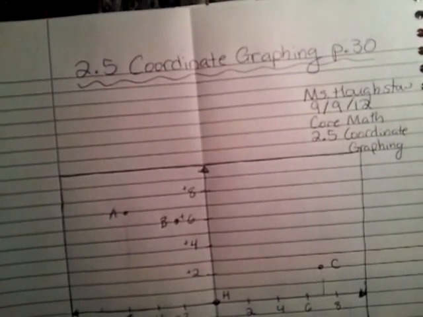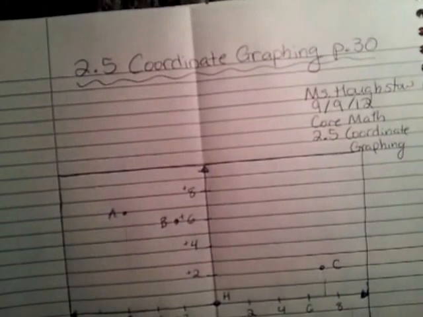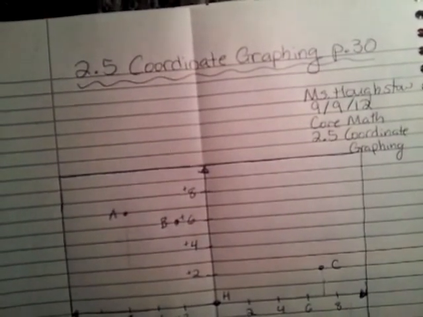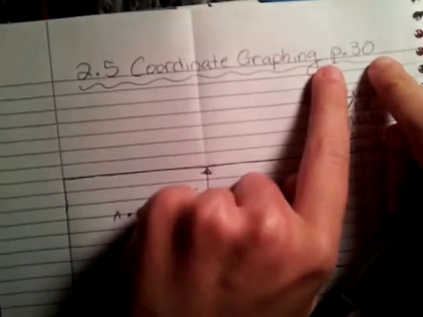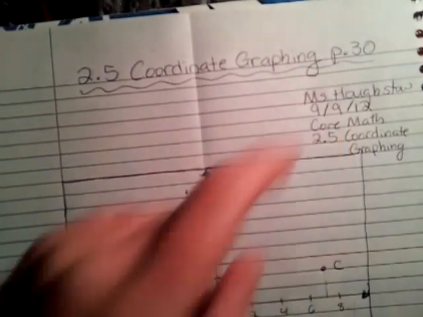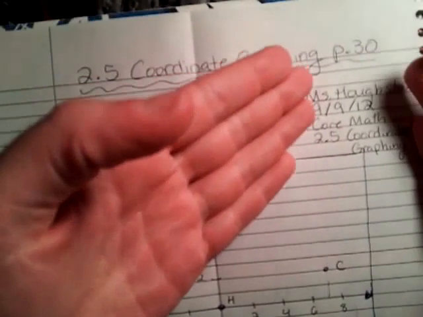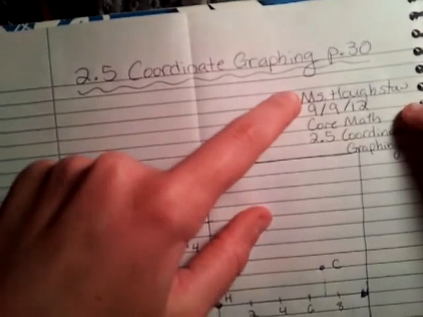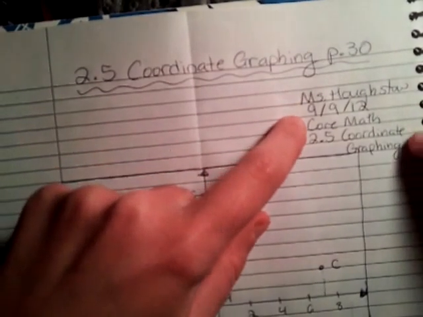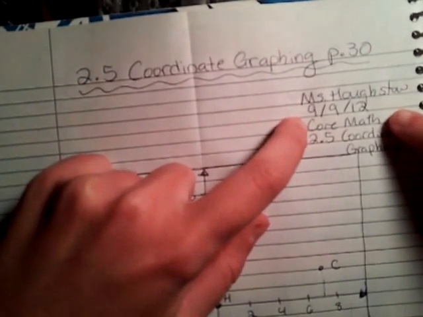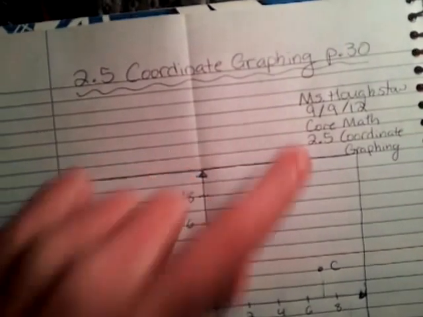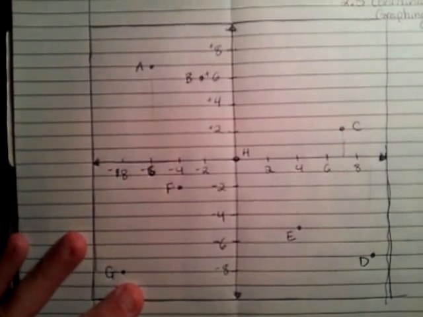Welcome to the video for 7th grade core math, section 2.5, coordinate graphing. This is in your textbook on page 30. So as you can see, I've modeled our layout. We always start out with our heading: name, date, broad subject, which is core math, and the topic, which for today is coordinate graphing. Now, this part will be in your book, but I've copied it down, as you will today, and the rest of it we're going to do together.